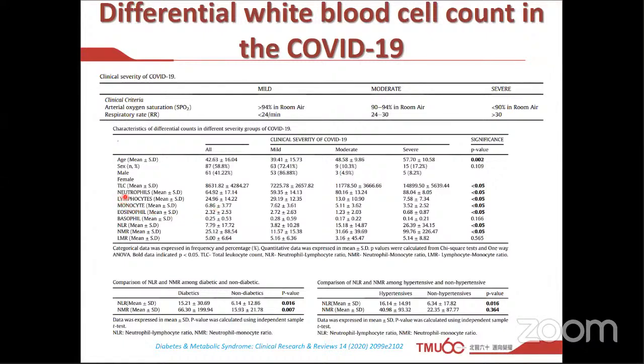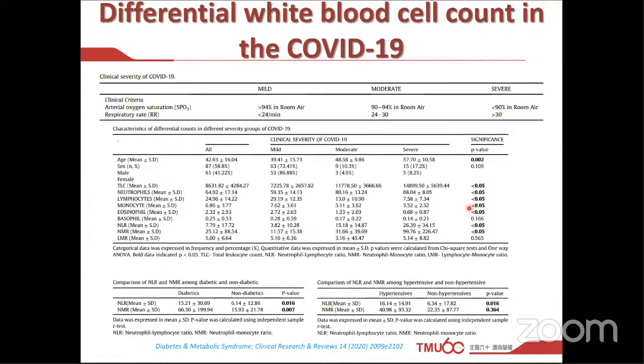Here, neutrophils: mild is 59, and the number increases in the moderate patients to 80, and severe to 88. These data suggest the number of neutrophils is an important prognosis factor, right? Okay, and they're very significant. Another one, monocytes, also 7.6, 5.11, 3.5. So the statistical p-value is less than 0.05.